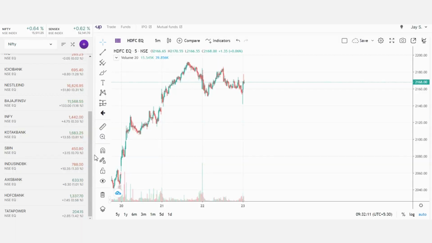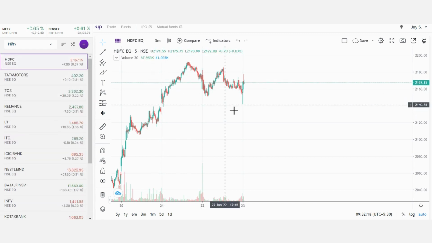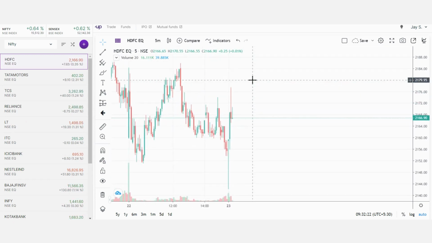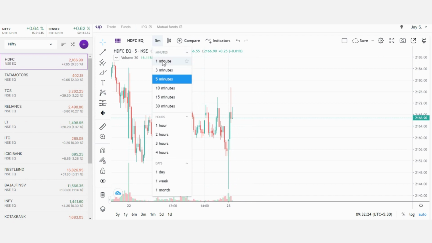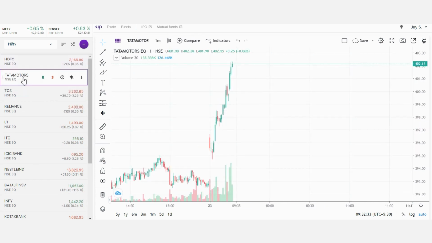Like you can see on the screen, the prices of all the shares are changing, right? If I go to any particular share, let's say I go to HDFC Bank share, you can see that the price is changing every second, right? Let me change this to 1 minute chart. Here you can see the price is changing every second. If I go to Tata Motors chart, there also you will see that the price is changing every second, or even more frequently than that.